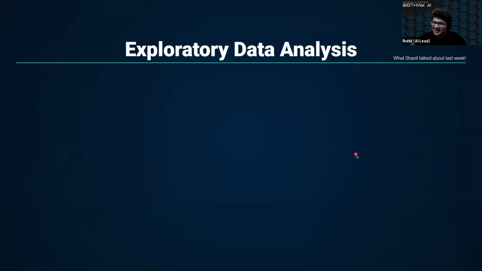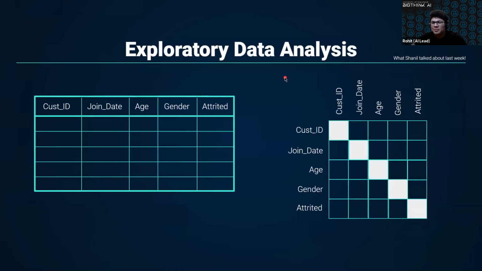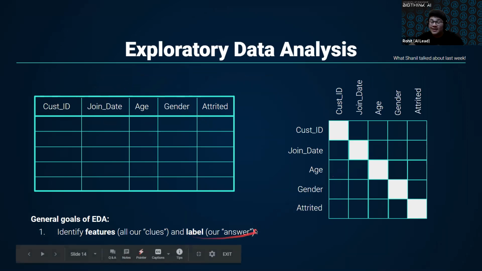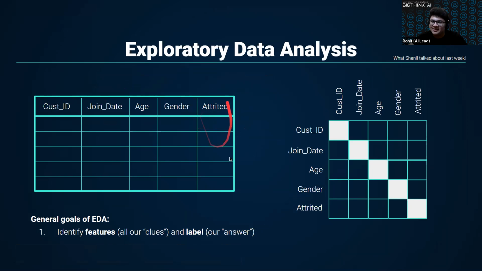So what we're going to do, and this is what Shanil talked about last week, is some exploratory data analysis, EDA. That basically means we're going to drop a bunch of charts and graphs and figure out what the data looks like, what the correlations are, what the distributions are, whether there's any outliers, missing values, and so forth. Essentially, the goal of this phase is to identify all your features. In this case, it would be the first four: customer ID, join date, age, and gender. And then the label, which is the answer that we're trying to get our model to learn by the end of the process. That's going to be this last column here, which is whether they left or not.